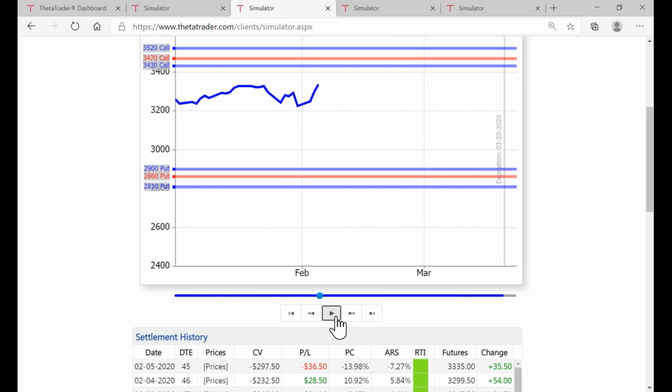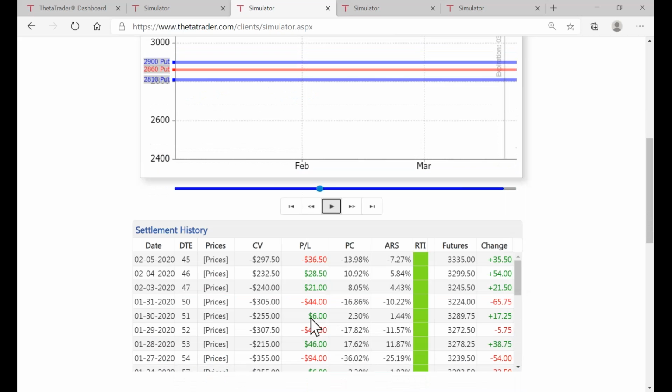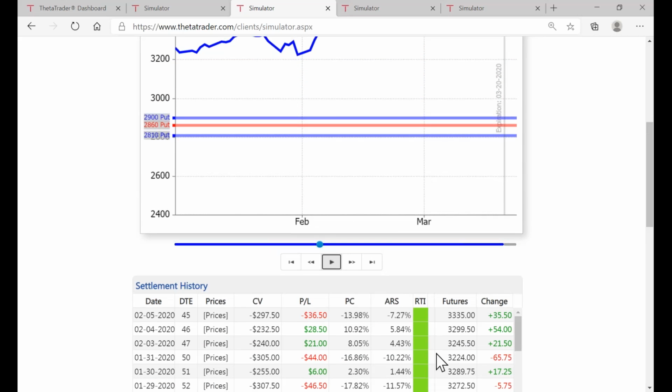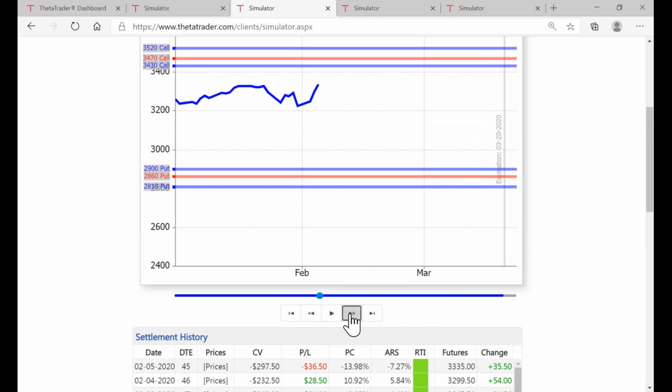So this trade, the P&L is sometimes red, sometimes green, but meanwhile the RTI is all green, so don't do anything. Okay. Now it turns yellow, slightly elevated risk, but do nothing. It goes back to green.